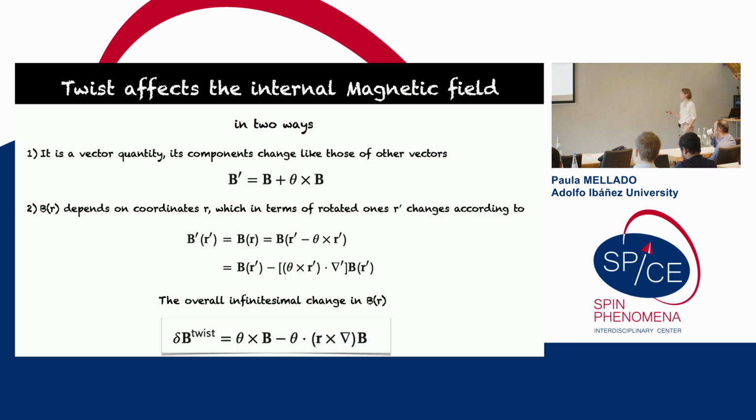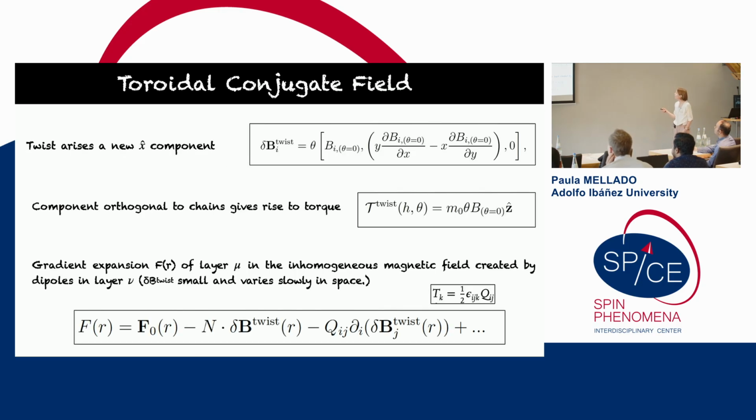So when we evaluate this, we find that the magnetic field actually now has a new component, which is an x component due to this parallel transport, which is proportional to the twist angle, okay? And then we can compute the torque on the magnets, and this is the torque induced due to twist, which also depends on H through the field. So this is the intensity of the magnetic moment, the angle, and this is the magnetic field at zero twist.